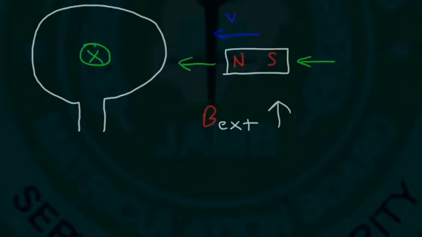So since the external magnetic field is increasing, the induced current will create a magnetic field that will oppose the external magnetic field. The external magnetic field is directed into the page. So if it's going to oppose it, it has to be out of the page. It has to be opposite to it.